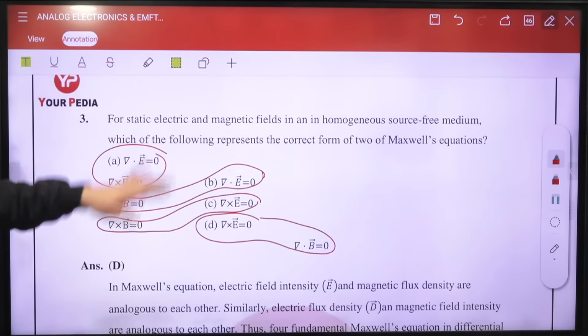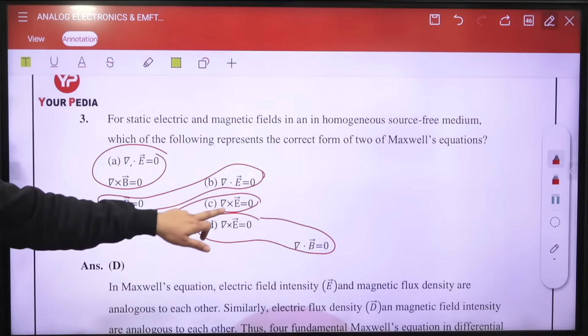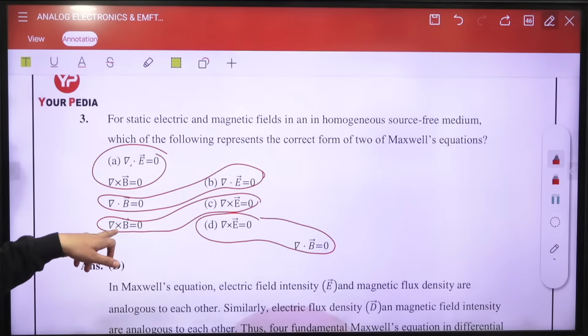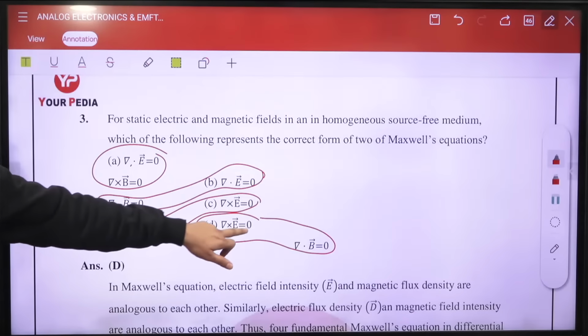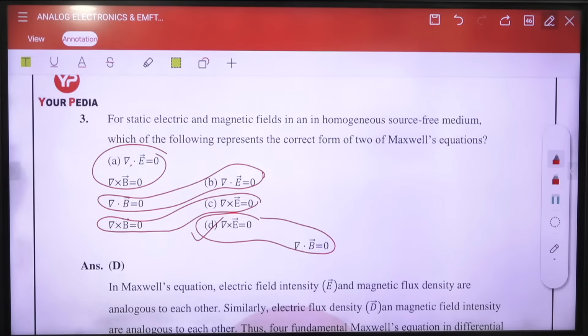For static electric and magnetic field, del dot E is not zero, del cross E is zero, but del cross B is not zero, that is J upon mu, and del dot B is zero. This is the correct answer here, right? It is representing the static electric and magnetic field Maxwell equations, right?